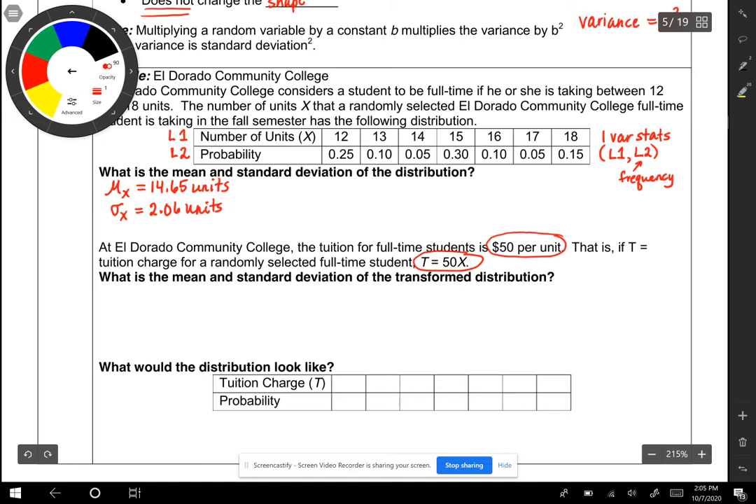What is the mean and standard deviation of the transform distribution? So we said that we would multiply the original distribution by 50. So the mean of the tuition is equal to 50 times the mean of x. So that would be 50 times 14.65. So the mean of T is equal to $732.50.